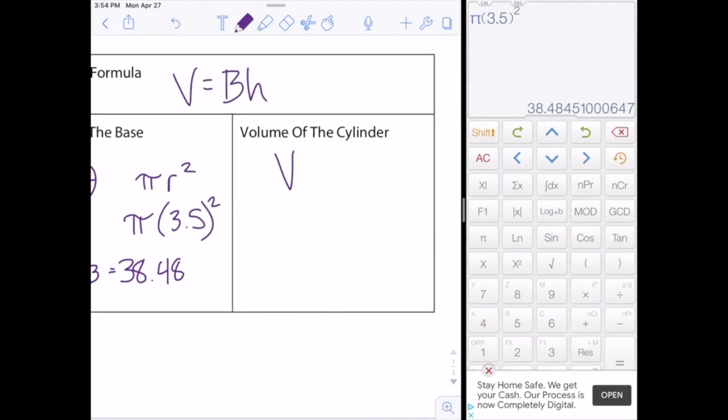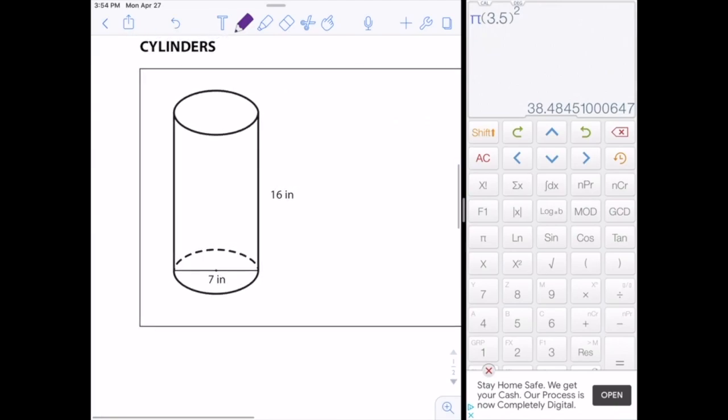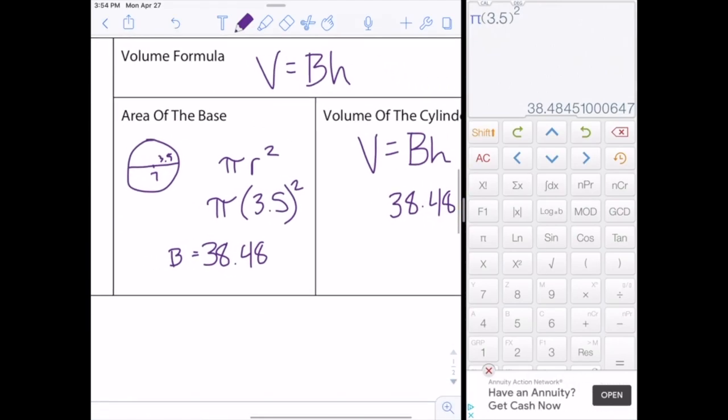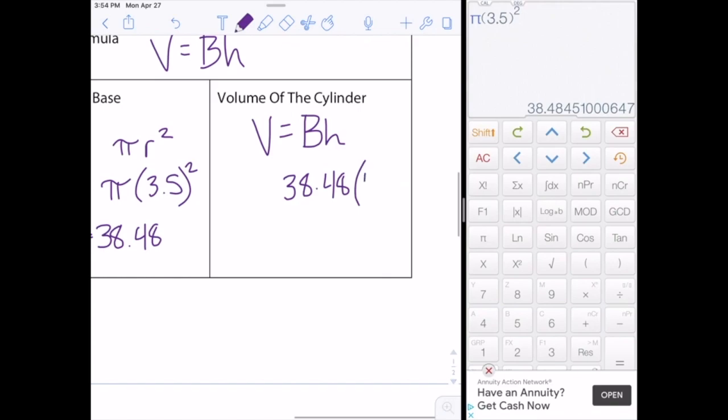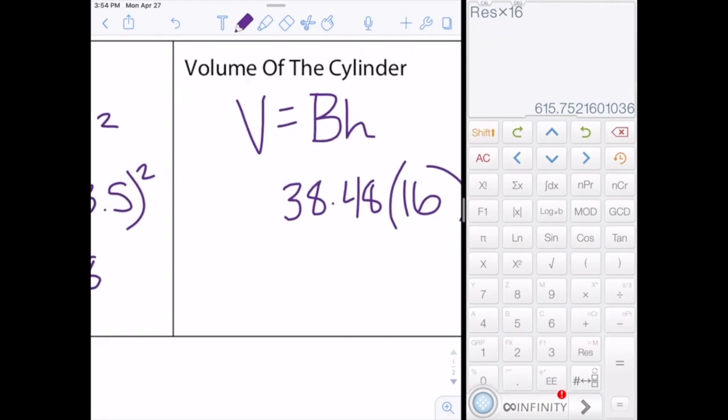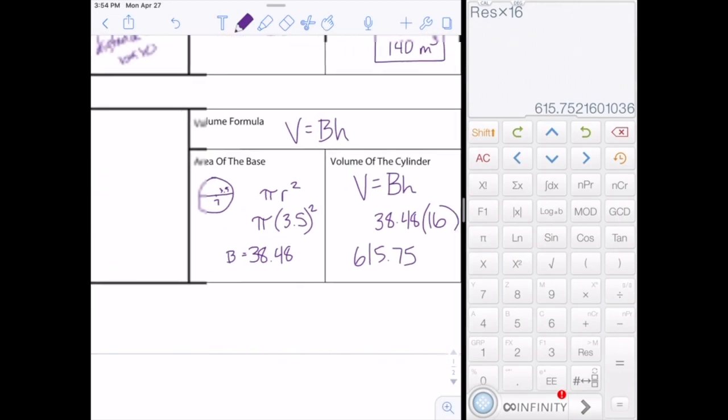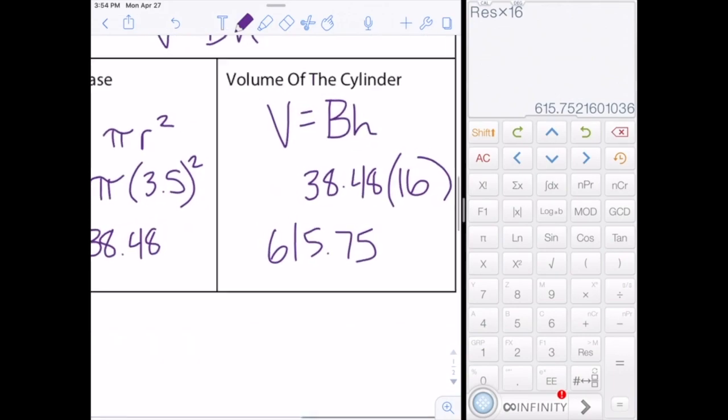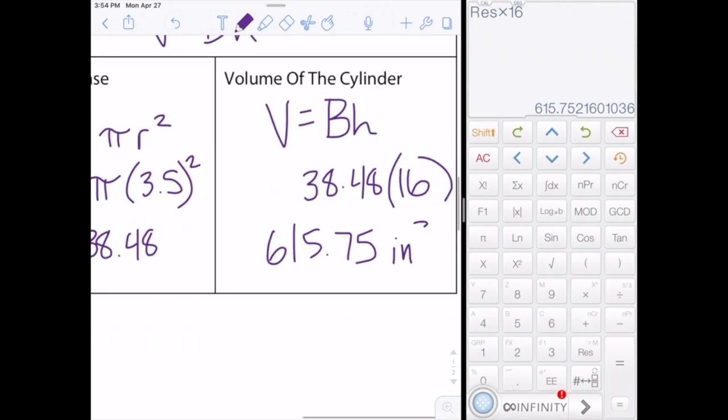And now I can do volume, which is big B times the height. So 38.48. I gotta look back over here. Our height, the distance between the bases, is 16. And I got 615.75. What are my units? Inches. Cubic inches.